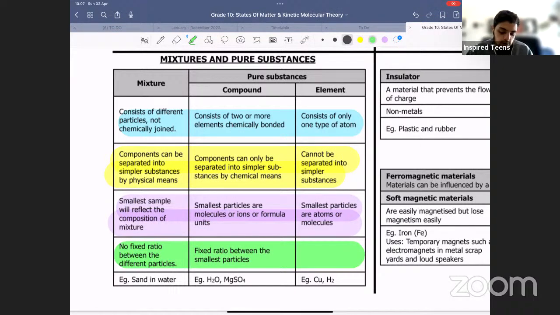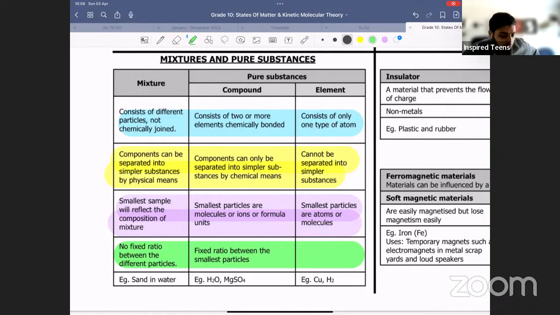And an element, of course, there's no such thing as a ratio because an element is just one type of atom. So in that case, these represent the difference between mixtures and pure substances. I think for the most part, it's self-explanatory. We talk about mixtures: not chemically bonded, can be separated by physical means. The smallest sample can reflect the composition, and there's no fixed ratio between how you mix them, basically.